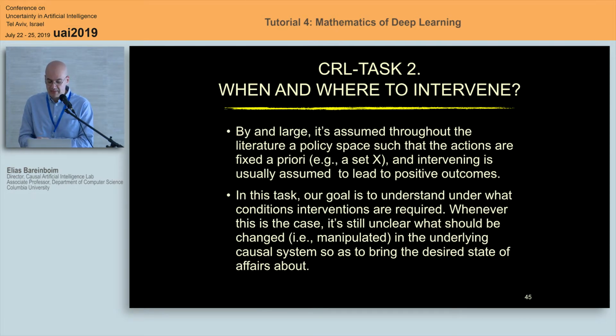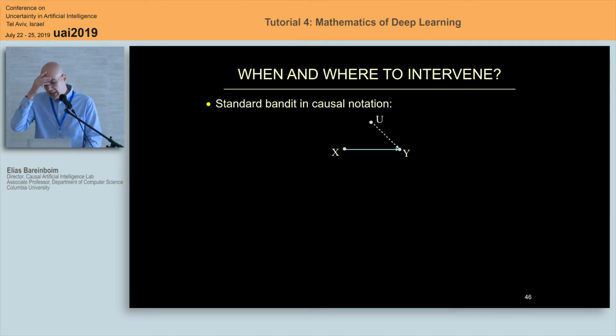As I said, sometimes it will not be. And whenever this is the case, it's still unclear what should be changed or manipulated in the underlying causal system, such as to bring about the desired state of affairs that we have. Let me give you an example.